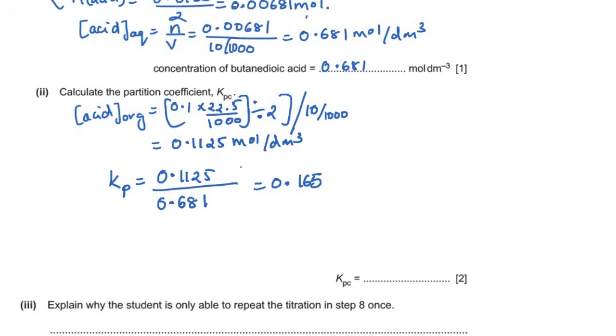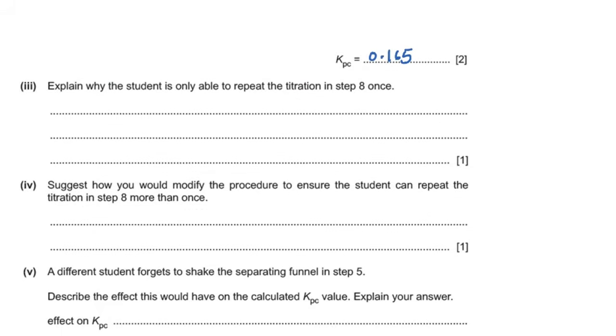Now in a few of the cases you might do the reverse also, concentration of butane dioic acid in aqueous layer above, and in the denominator we can take the acid concentration in organic layer. Both ways we can do. Now here I have taken organic upon aqueous, and so for that we get the answer as 0.165, and so let me write this here as 0.165. That's the value of Kpc, that is partition coefficient of butane dioic acid in both the immiscible liquids.